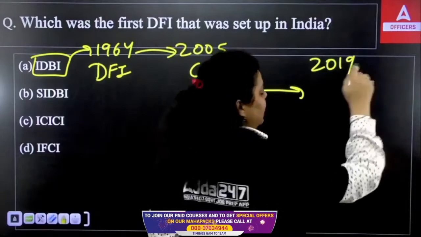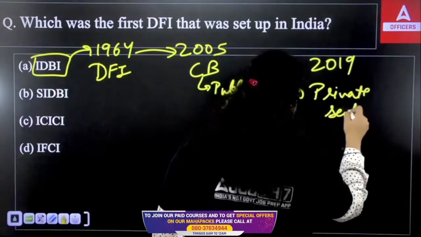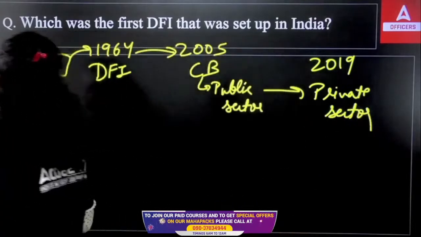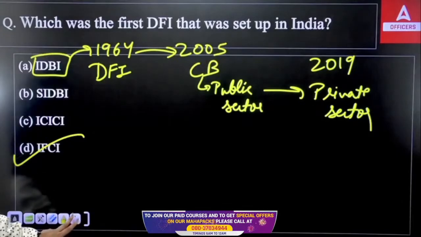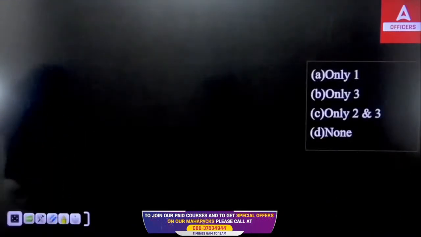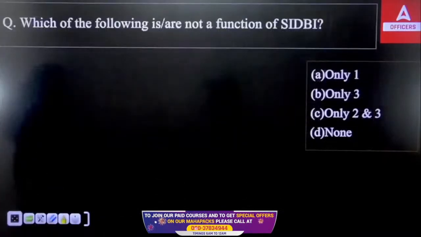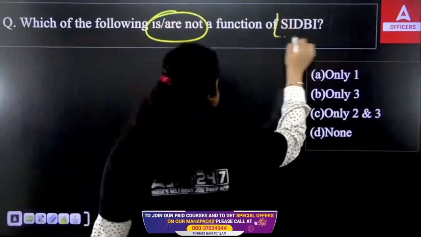It was purchased by LIC, so it became a private sector bank. And the first development financial institution was IFCI. So the right answer will be D option. Right answer is D. Next question is asking which of the following is not a function of SIDBI.